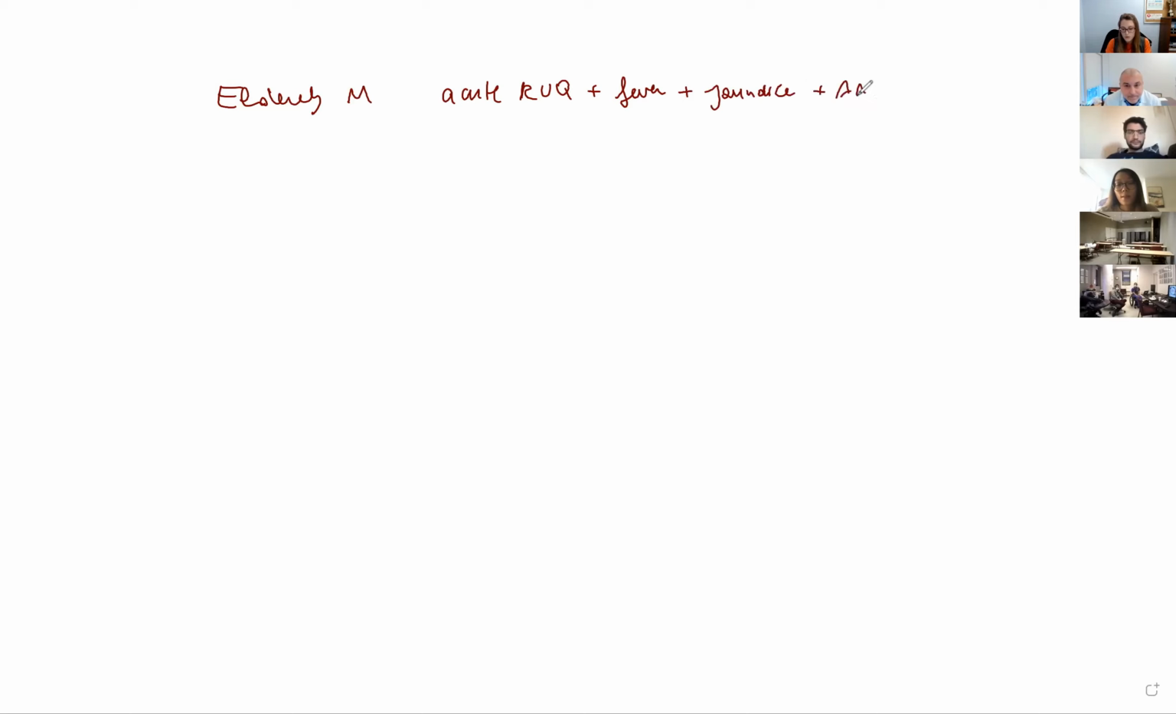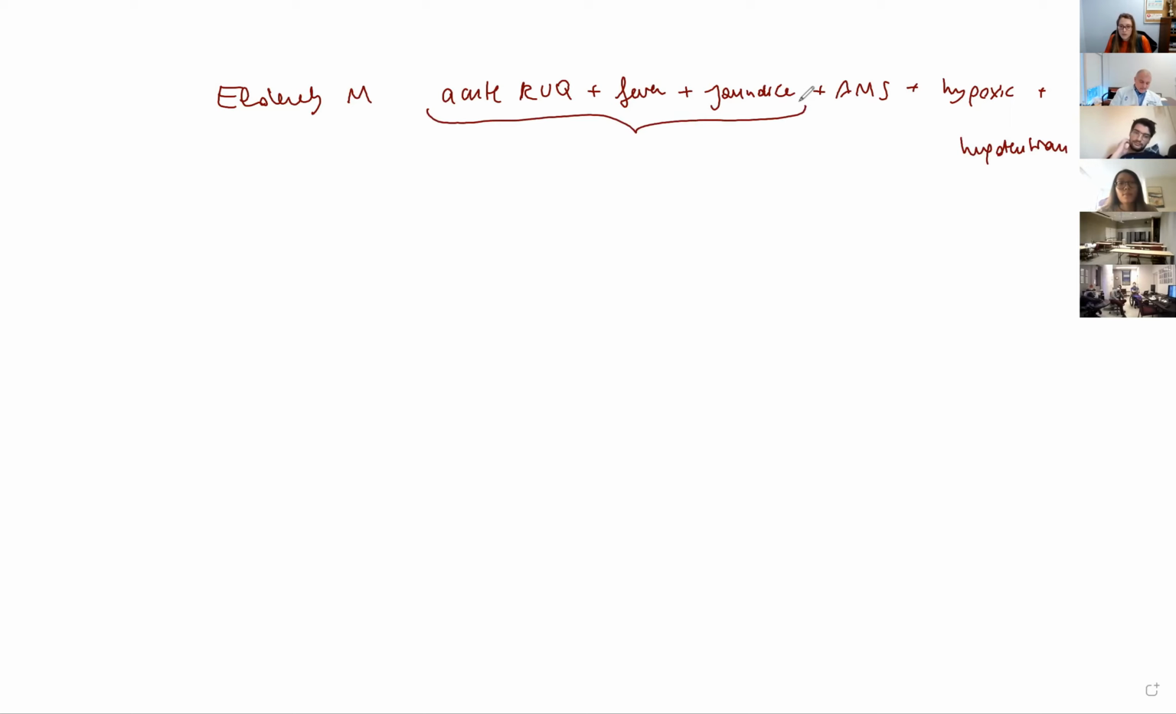We also know that he's altered and he's hypoxic. And then I think Jean said that at one point he also becomes hypotensive, so at one point we'll also have hypotension here. So if we put these things together, what do we have? I think we already have three important things: right upper quadrant pain, fever, and jaundice.